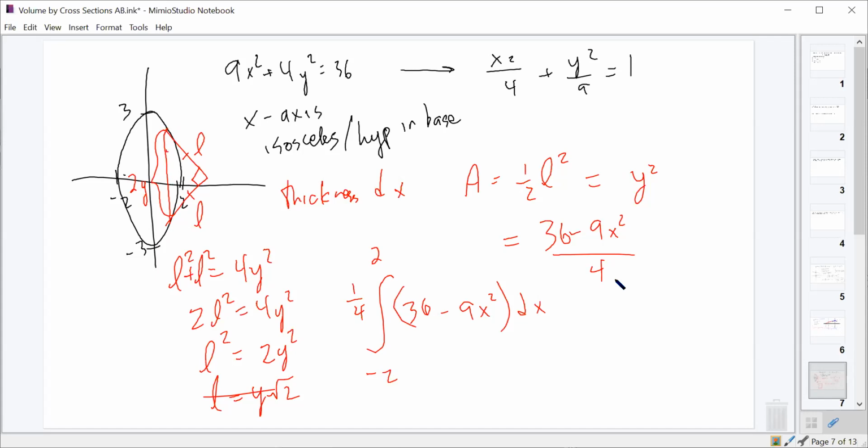Yeah. I'm not going to do the arithmetic on that integral, but the hard part is getting it set up. From there, you should be able to integrate.